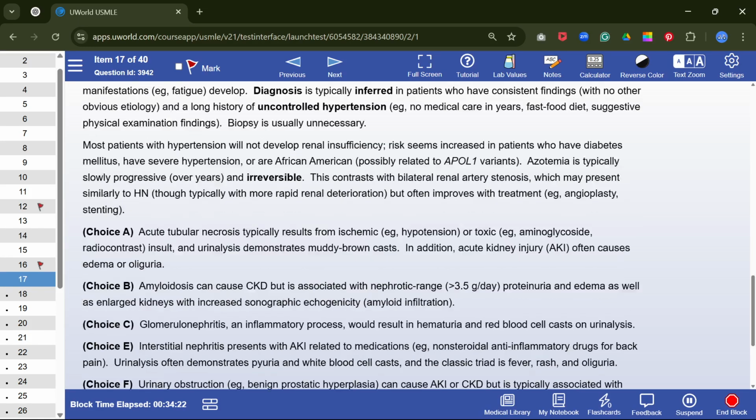Acute tubular necrosis results from ischemic hypotension, toxic insults like aminoglycosides, and radiocontrast, and urinalysis demonstrates muddy brown casts. In addition, acute kidney injury often causes edema or oliguria.